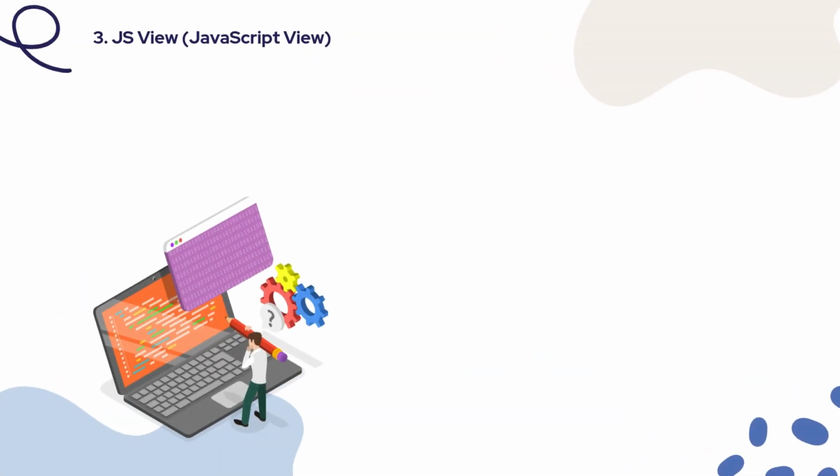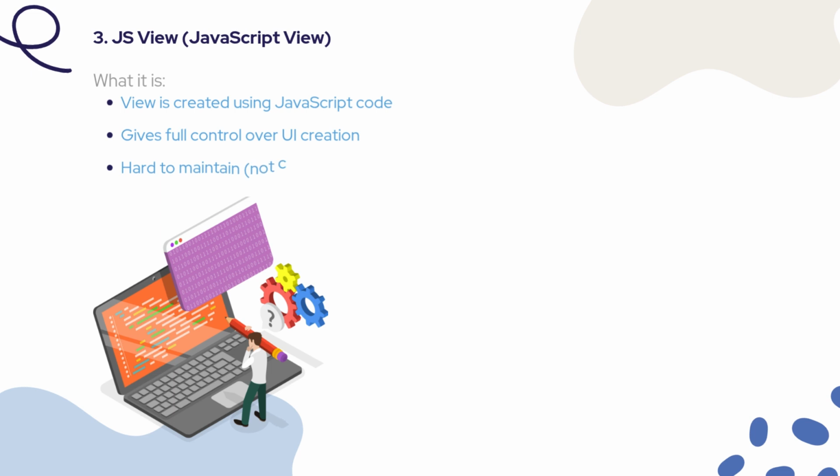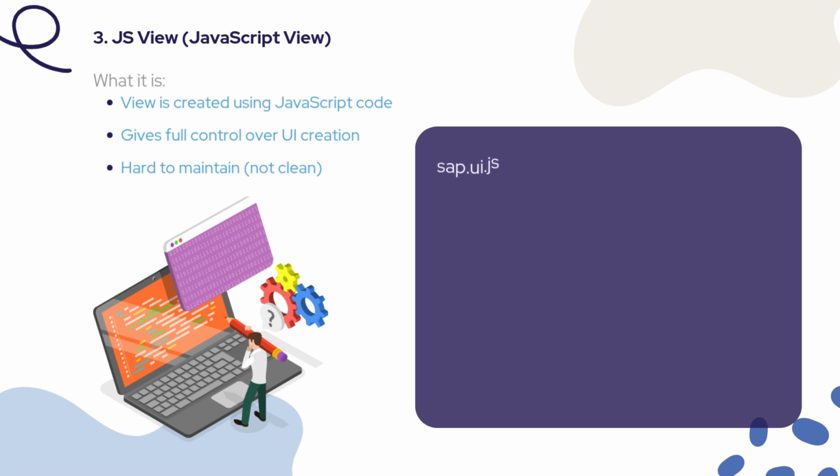Now let's look at the third type, JavaScript view, also called JS view. In this view, your UI is created using JavaScript code, no XML or JSON. The benefit: you get full control to build the UI exactly how you want. But the downside is it's hard to read and maintain, especially in large apps. Now you can see this below example.